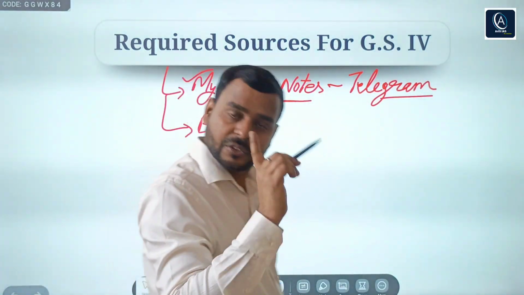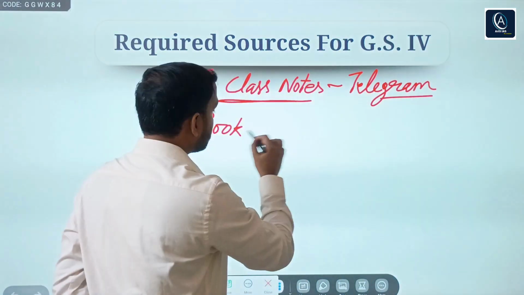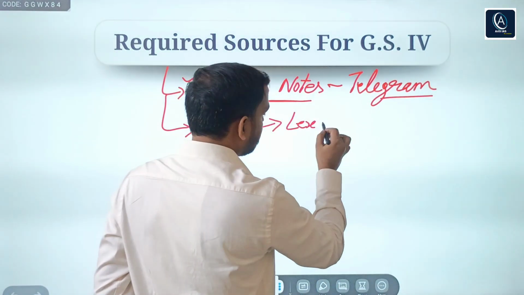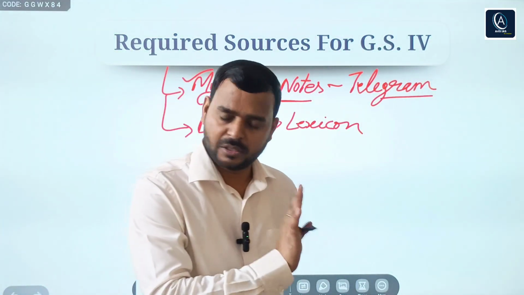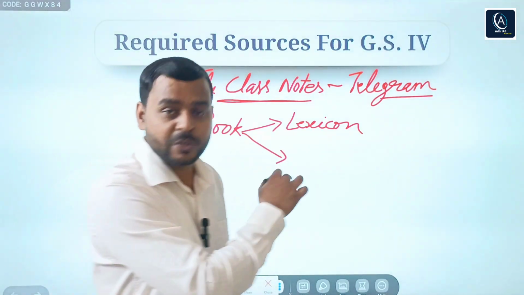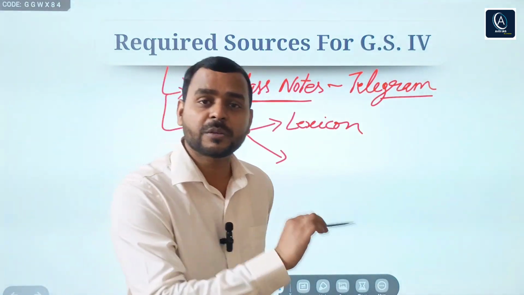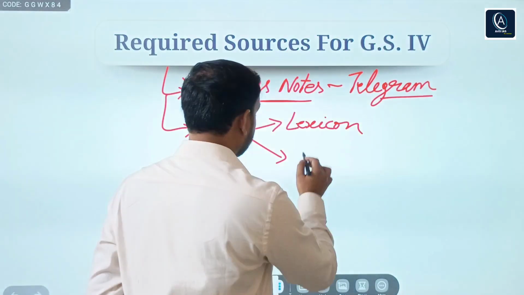Book, 3 books, go for one book, what suits you, right? So the first book, you all know the name, Lexicon publication. This book is quite good. Another book, if you don't want to read that book, you can go for another book, that is G. Subbarao and P.N. Roy Chaudhary, right?